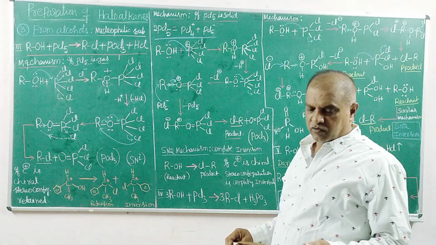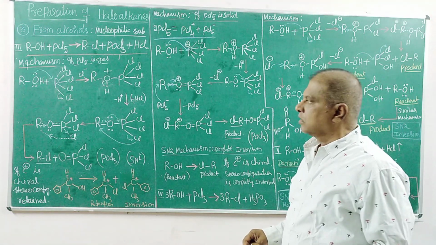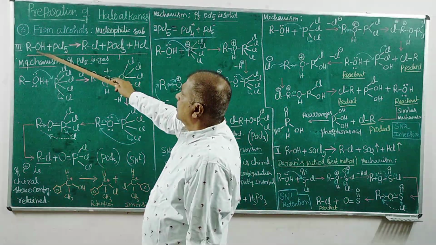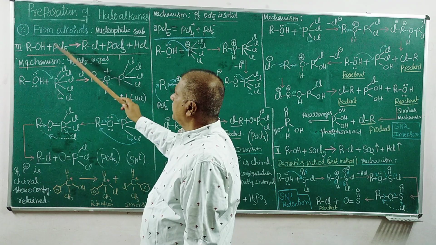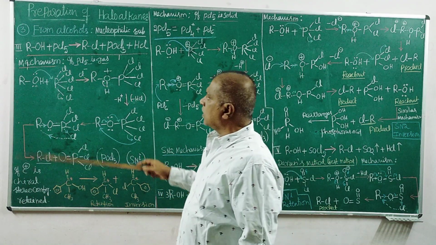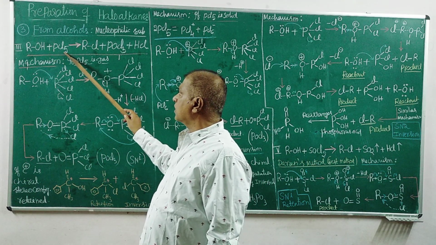About the preparation of haloalkanes from alcohols. The reaction number 3. It is the action of PCl5 on the alcohol. The general formula of alcohol is ROH. PCl5 is phosphorus pentachloride.